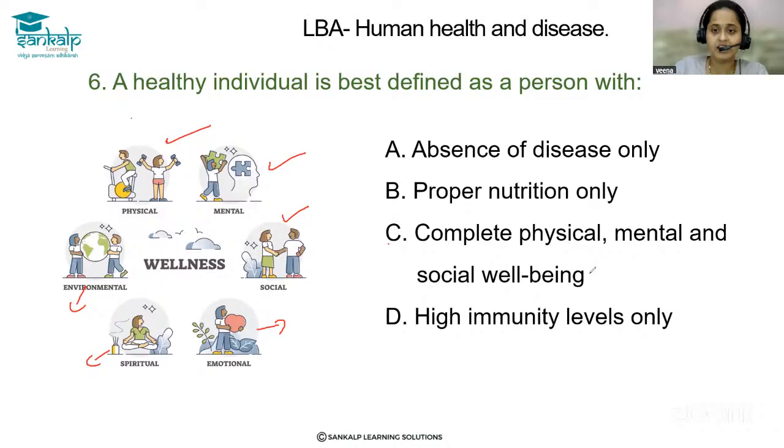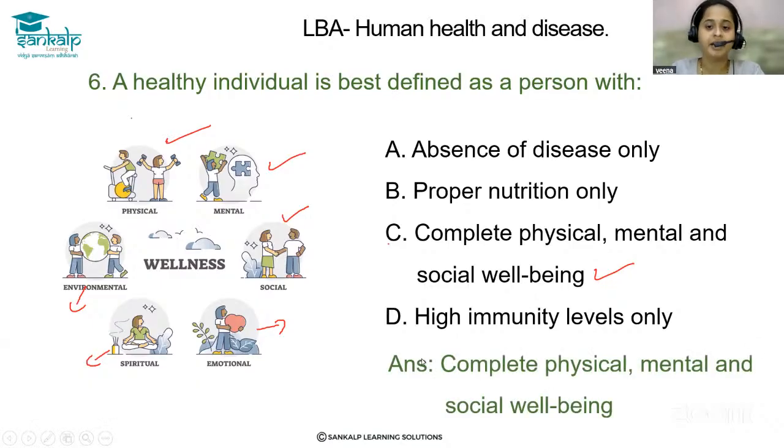Here it is the complete physical, mental and social well-being of a human being; only then can we consider him healthy. So the correct answer is option C, a complete physical, mental and social well-being.